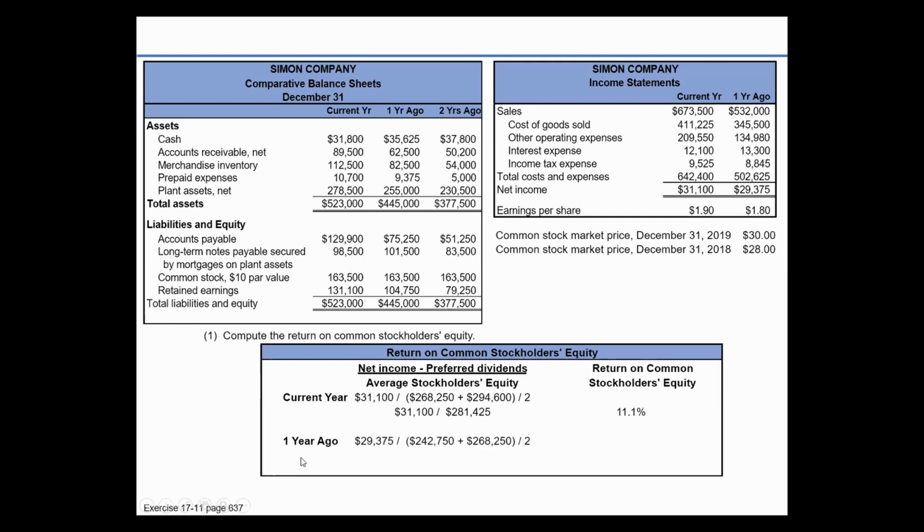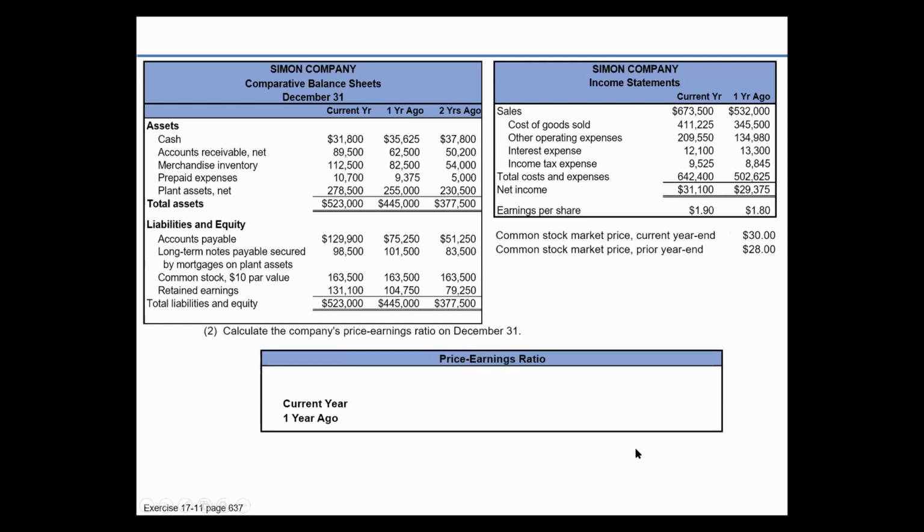And then we could do that same thing for a year ago. We take the net income, which is 29,375. Same thing, we take the total for the year ago for the stockholders' equity, add those up, then we take the 2 years ago, same thing, add them up, divide by 2, we come out to 255,500. So we take 29,375 divided by 255,500, we come out with 11.5%.